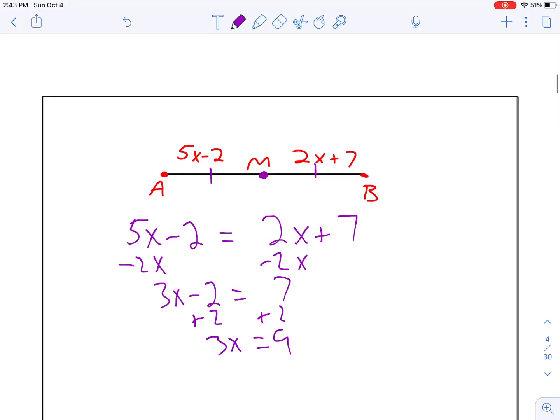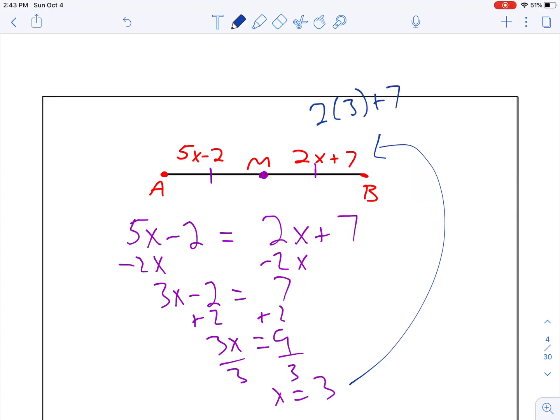And finally, we'll divide by 3. So we get x to equal 3. If x is equal to 3, we can plug it in. So we have 2 times 3 plus 7 over here. We have 5 times 3 minus 2 over here. In each scenario, we end up with MB to be 13, AM to be 13. So AB, which is what they asked for, when we add them together, we get 26.